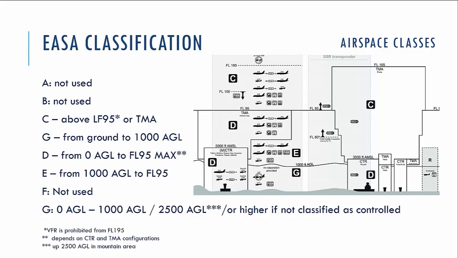Class F, advisory airspace, also is not used in the European Union. And class G is the uncontrolled airspace, which starts from the ground, from 0 AGL, and extends to 1,000 feet AGL or 2,500 feet AGL in mountain area. Also need to mention that in class C, VFR flights are prohibited starting from the level 195.